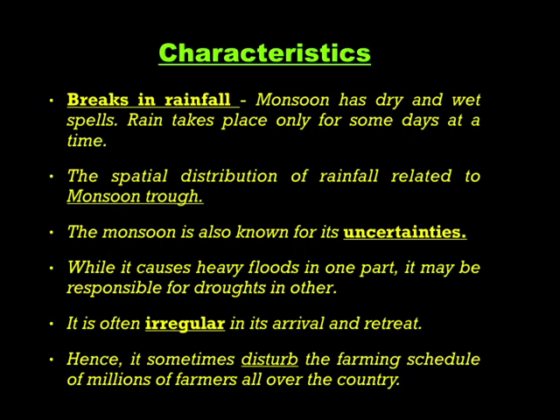The monsoon is also known for its uncertainties. We all know that. While it causes heavy floods in one part, it may be responsible for droughts in another. Yes, the best example is this year's monsoon. There is heavy flood in western Maharashtra, whereas the Marathwada part of Maharashtra is in drought. It is often irregular in its arrival and retreat.